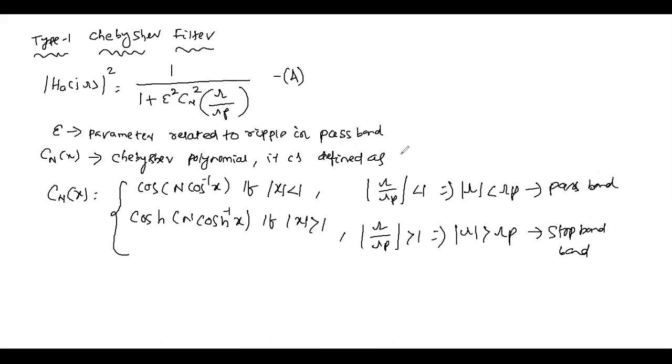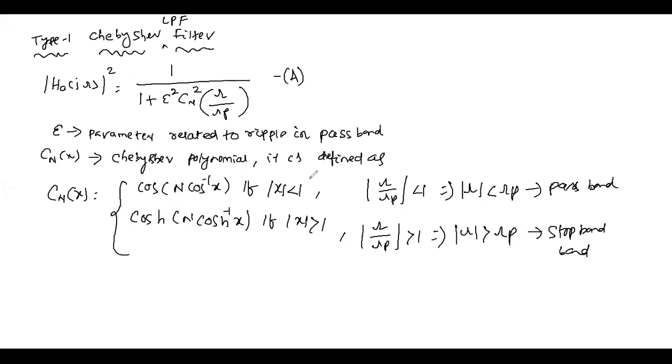It is very important. And this |H(jω)|² is the magnitude square response of the type 1 analog Chebyshev low pass filter. Okay, Chebyshev low pass filter. Now we will discuss more about this Chebyshev polynomial. What is this Chebyshev polynomial?